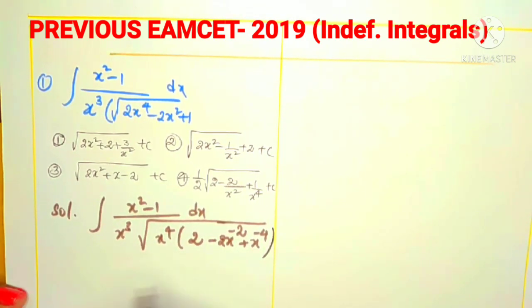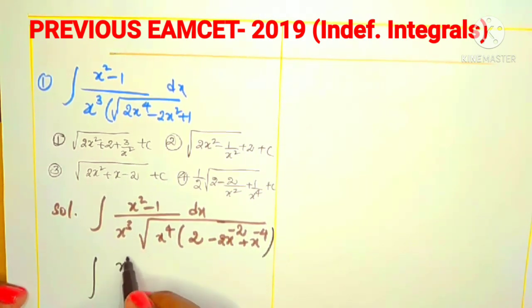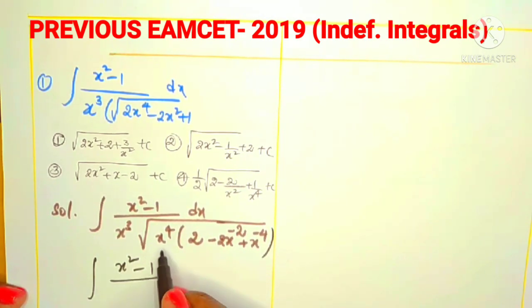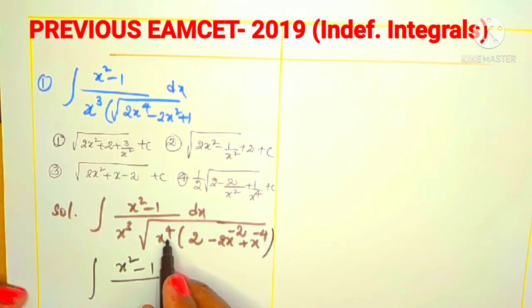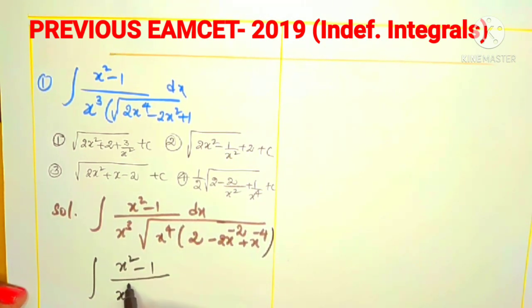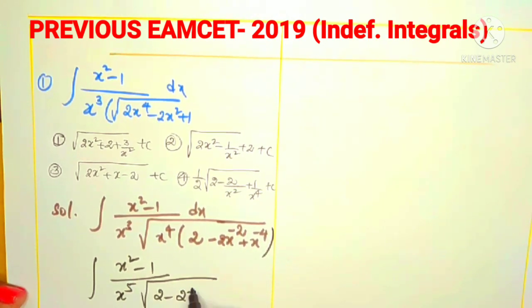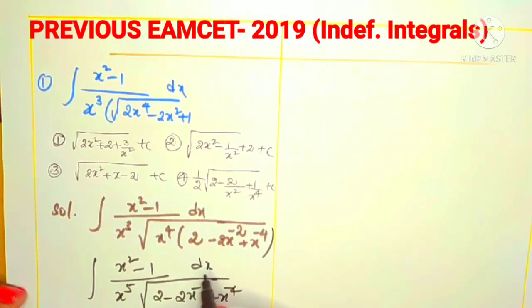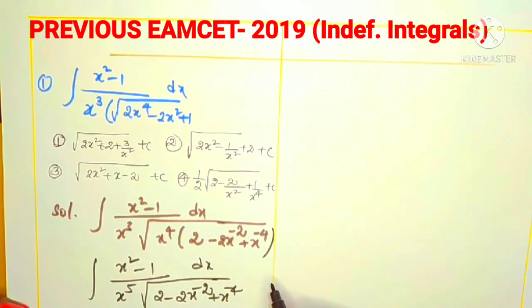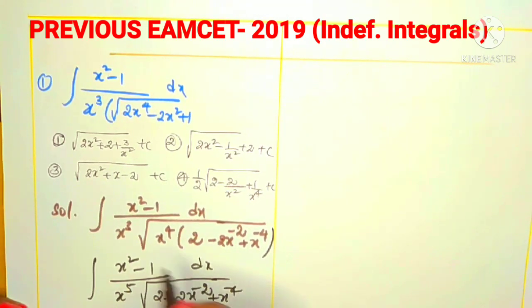So from this, next step, x square minus 1 is as it is. Root over x power 4 means x square. X square into x cube is x power 5, under root 2 minus 2x power minus 2 plus x power minus 4, right? Why are we doing all this process? Because we don't know the direct integration of the given function. We have to move from unknown to known, and for that we have to do the simplification for this question, right?